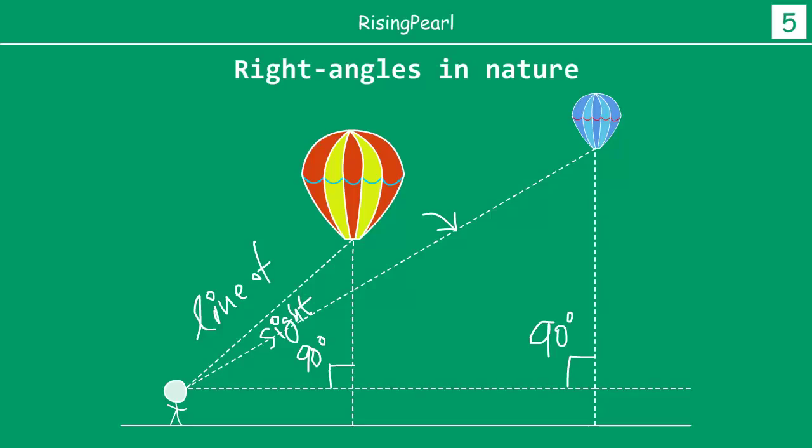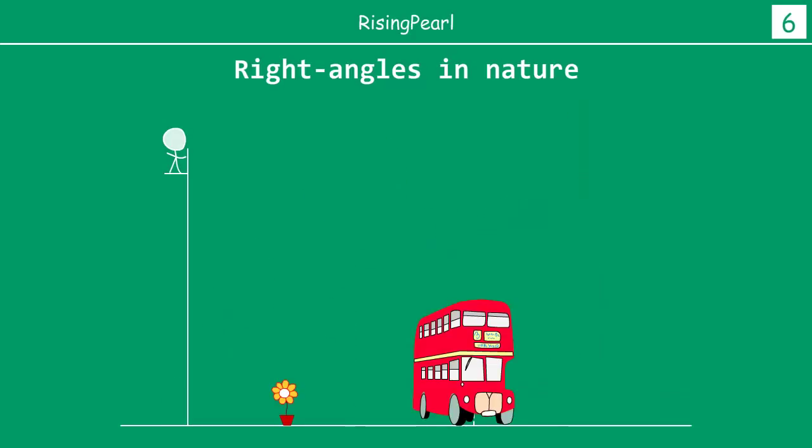And that is why we will start our analysis, our understanding of trigonometry, at right triangles. So one final thing, friends, is that it is not always that you're looking up.